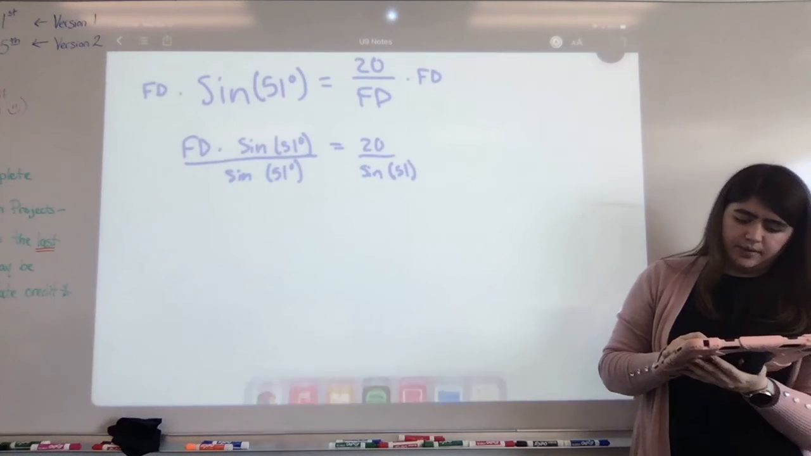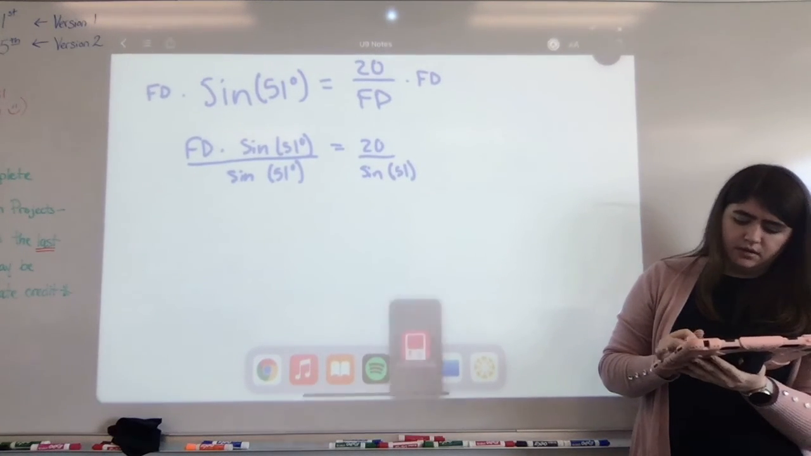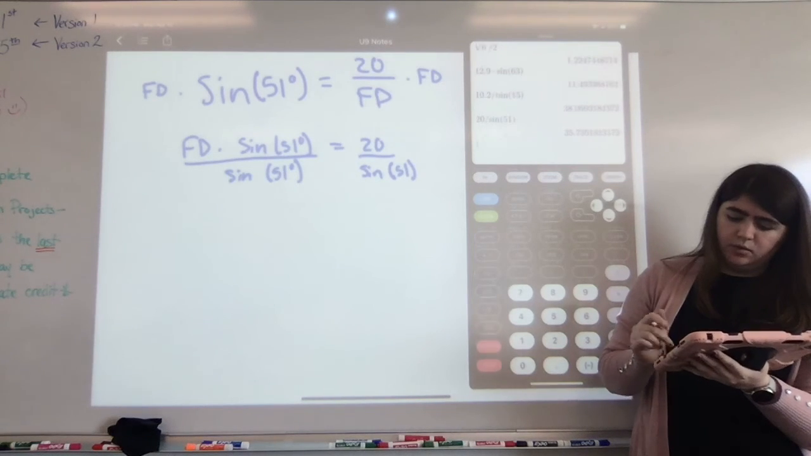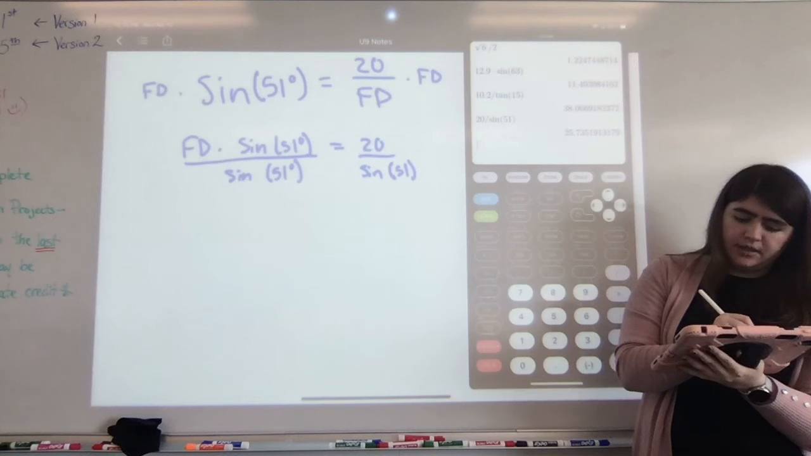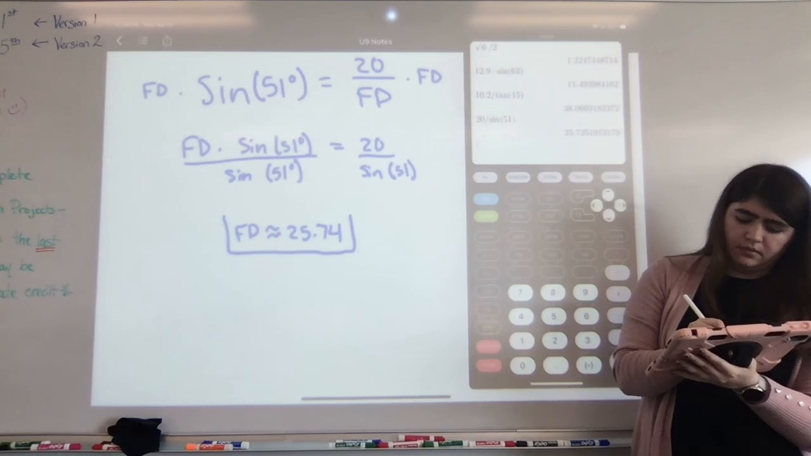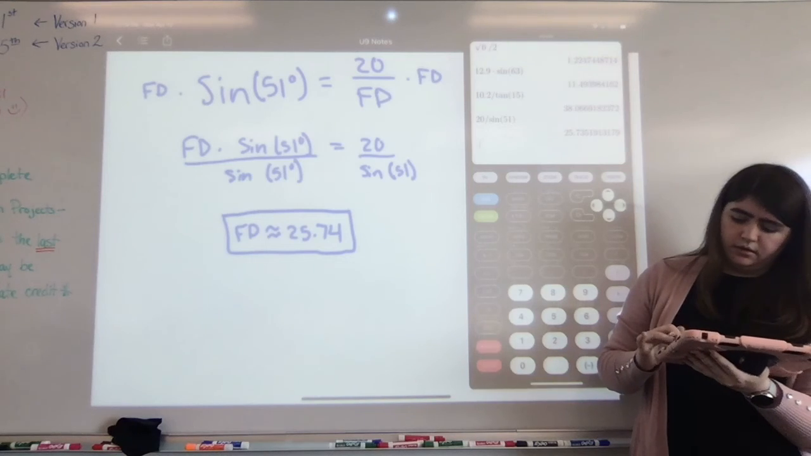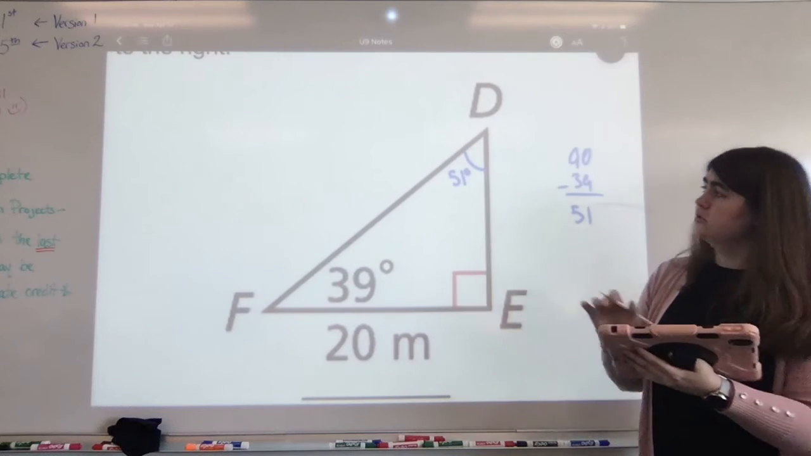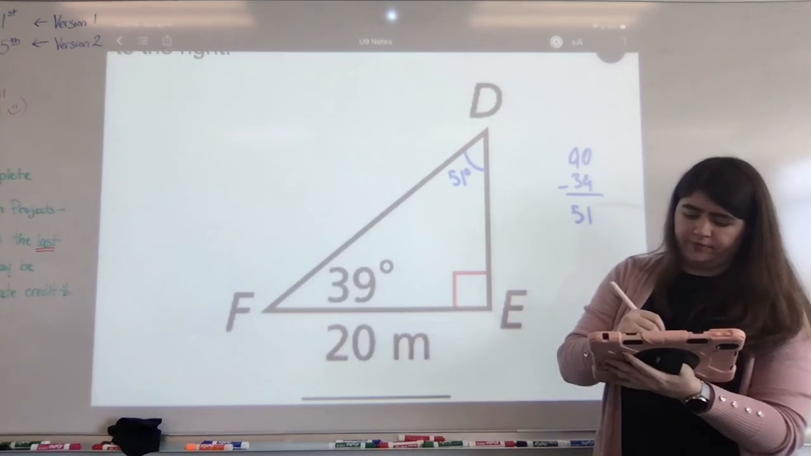I'm going to type that right in my calculator. So 20 divided by the sine of 51 is equal to approximately 25.74. So FD is about 25.74. All right, and I'll close my calculator. We'll come back to that in a little bit. All right, so I have about 25.74 for this length.